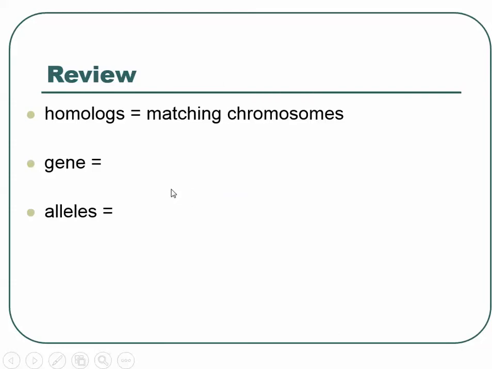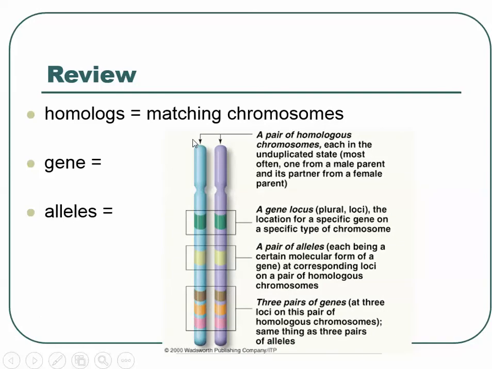So let's review. In biology, homologs are matching chromosomes. And I have a little picture of them right here. Two matching chromosomes. Remember, this is a molecule of DNA all coiled up and this is a molecule of DNA all coiled up. And the reason your chromosomes come in matching pairs is that you got one from your biological mom and one from your biological dad. Or, maybe this is the one you got from dad and vice versa.